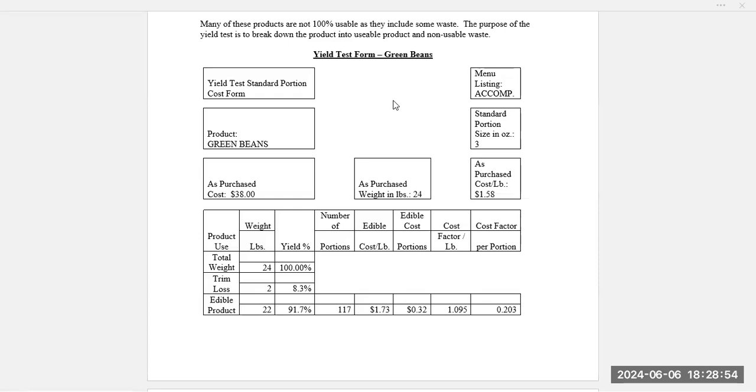All right. So this is my yield test form for my green beans. We're going to talk through this thing together now. I want you to pay attention to what is happening. My yield test standard portion cost form. When you're going into the hotel industry, you may not have a form looking exactly like this, but technically, you're going to have things of this nature.